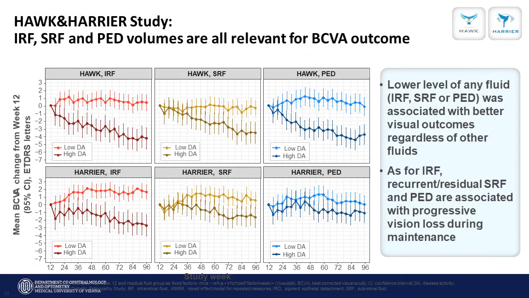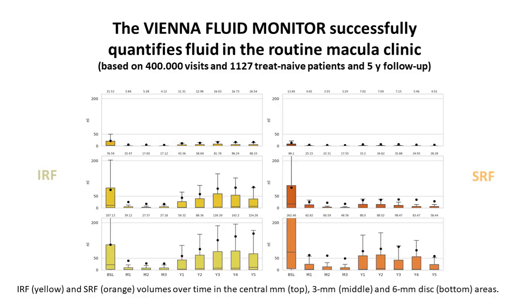Because fluid matters in all compartments. We have shown this in the Hawk and Harrier data by looking at intraretinal, subretinal, and sub-RPE fluid. The bright lines show you the quartile of patients that have a low fluid volume, while the dark lines show increasing volumes of fluid in each of those compartments, and you see progressive visual loss. So yes, fluid volumes matter, and they matter in each compartment.